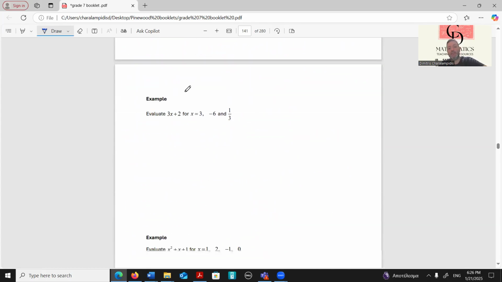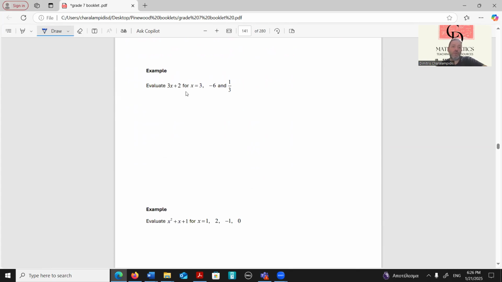Let's see two worked examples. Evaluate 3x plus 2. So this is my algebraic expression. This is obviously an algebraic expression. And we need to evaluate this for x equals 3, x equals -6, and x equals 1/3.